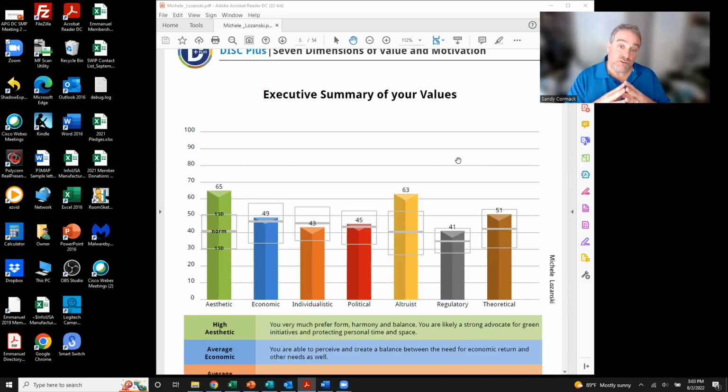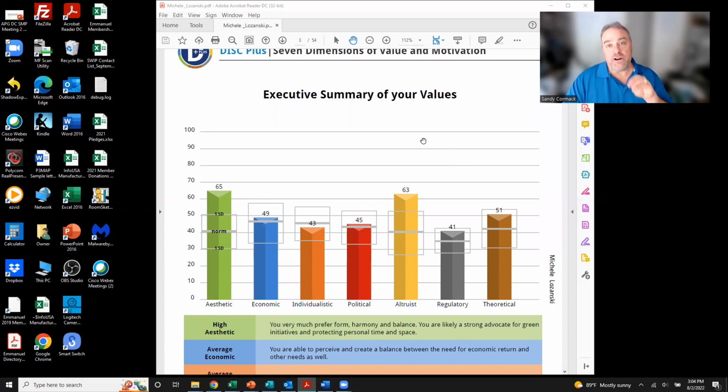So the first 3 pages are the executive summary. And we're not going to spend any time on that now because the report has a section for each one of these, and that's what we're going to focus on today.